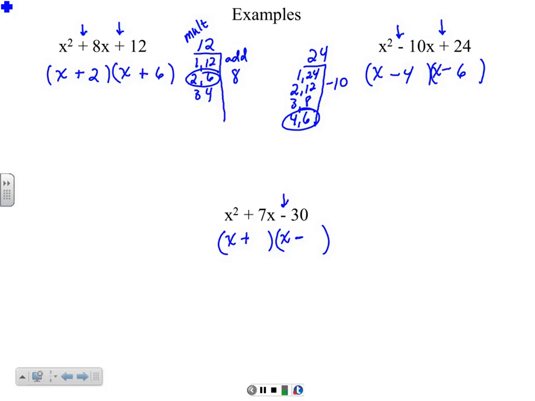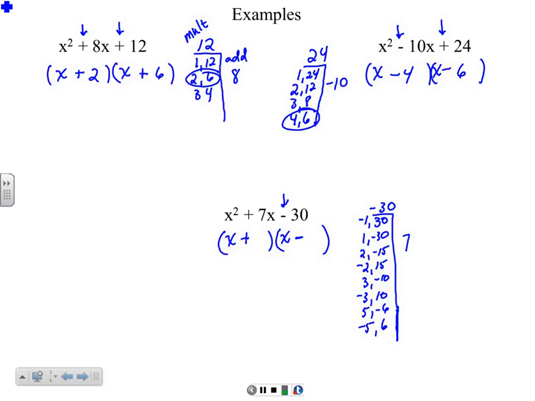And then we have to think, what can we multiply together to get negative 30, but add together to get 7? So let's list all the factors of negative 30. And there's going to be a bunch because the signs are different. So we're going to list negative 1 and positive 30, and then we have 1 and negative 30. We have 2 and negative 15, and negative 2 and 15. We have 3 and negative 10, and negative 3 and positive 10. And then we have 5 and negative 6, and negative 5 and positive 6.